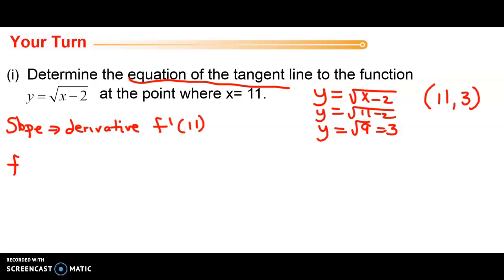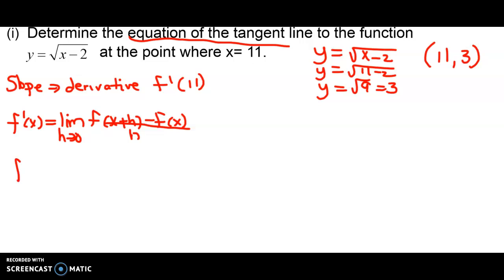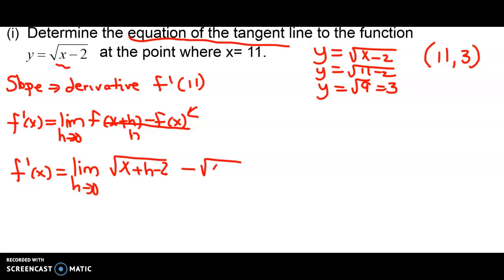So we're going to use the definition of the derivative, which is f prime of x equals the limit as h goes to 0 of f of x plus h minus f of x divided by h. So when we do our substitution for f of x plus h, we are replacing x with x plus h. So we get the square root of x plus h subtract 2. Then we have to subtract the f of x, which is the original, the square root of x minus 2, all divided by h.